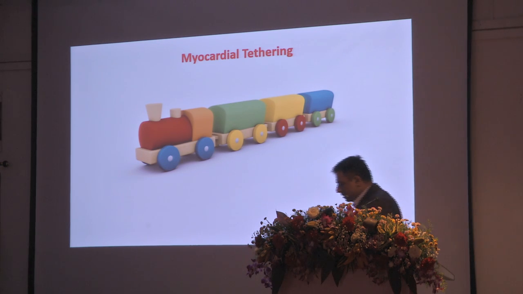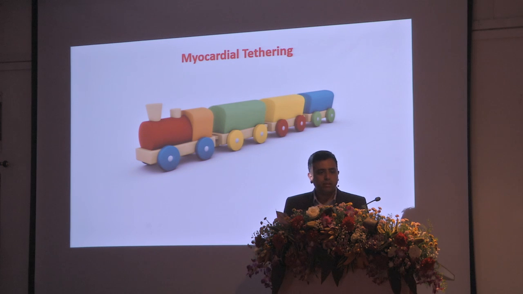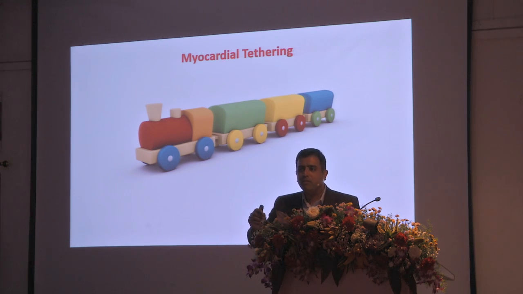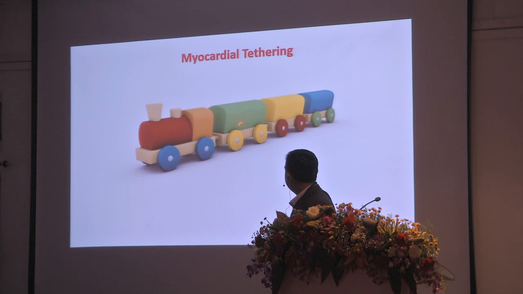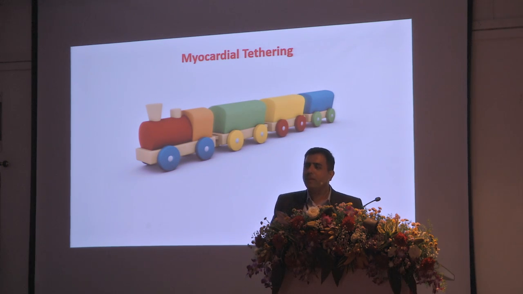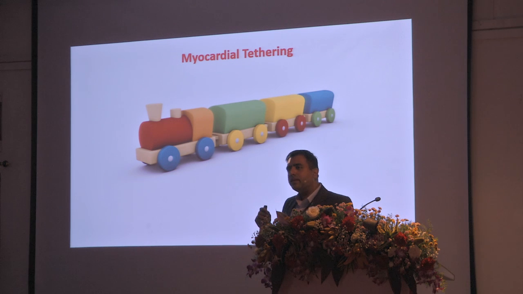Point number 3, which is a basic that I would like to tell you, is what is tethering. The tethering motion is exactly like my son's toy train. The motion is there at the engine, and all of these follow through exactly at the speed at which the engine is pulling. These carts don't have their own power. They're just being pulled by the engine. And this is another characteristic of the myocardium.